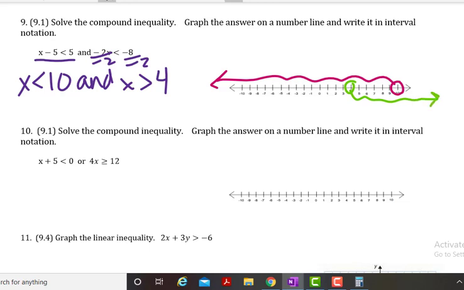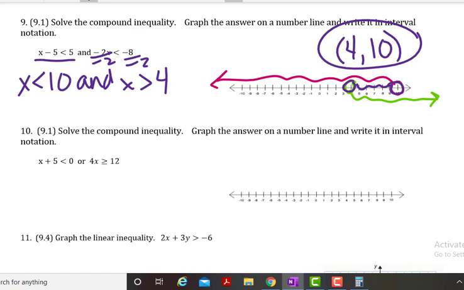Now, since it is an and, we would need to look at where they intersect. And where they intersect is not including 4 all the way to 10, and then not including 10. Writing this in interval notation will be the interval from 4 to 10, not including 4, not including 10.